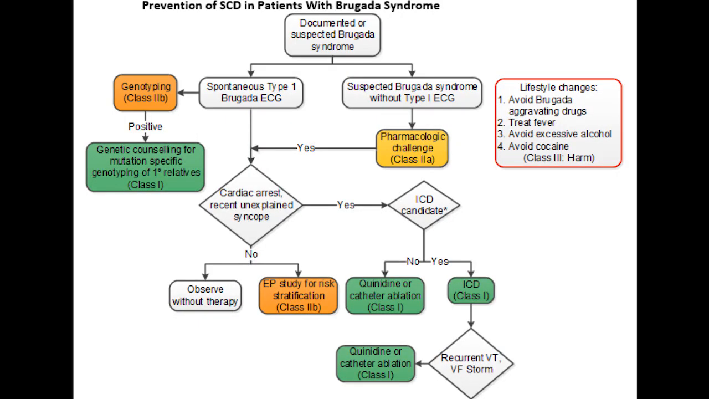So if you have a patient with Brugada syndrome and they have a type 1 EKG, you can consider genotyping them, class 2B. If they have suspected Brugada syndrome and they don't have a classic type 1, do a pharmacologic challenge. If they've had a history of cardiac arrest, they get a defibrillator. If they don't, for the most part, we just observe them without therapy. Now, some people will do an EP study because it does appear that if you have an inducible VT or VF with one or two extra stimuli, your risk is a little higher. But what EP study is useful for is that if it's negative, your risk is extremely low. So most people don't do EP studies, but if you had somebody that was really worried and the EP study is negative, you can pretty much reassure them not to worry.